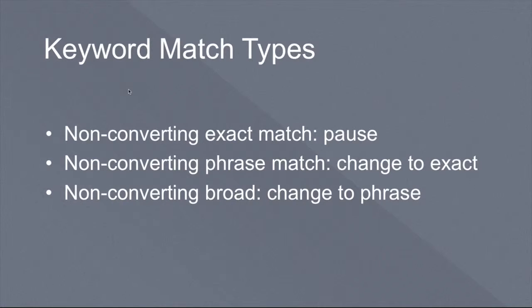The other thing we can do is look at match types. If an exact match keyword is not converting, we have no way of being more precise with that keyword targeting, so we just pause it. If it's a phrase match, we can try to make it an exact match, because it may be that we're too broad with our phrase targeting, and by going exact, we can make it more cost effective. The other thing we can do is, if it's a broad match, change it to a phrase match. Each one of these moves us up through the routines of getting more and more specific.